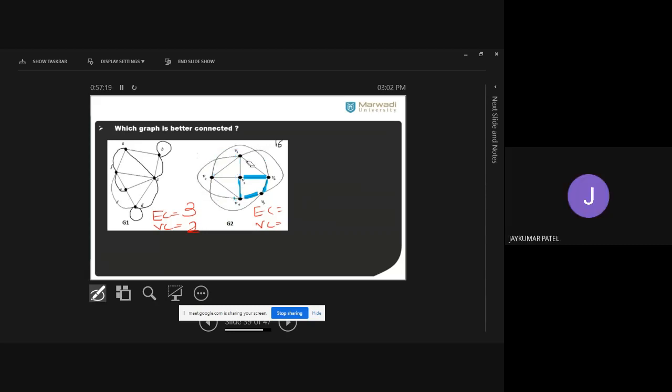Now in the second graph, let us first check the edge connectivity. That is equal to 4. Is it the correct answer? Edge connectivity is equal to 4. Now for vertex connectivity, that is 3. Okay. Let's verify whether 3 is right. Which 3 vertices? V3, V6 and V5.